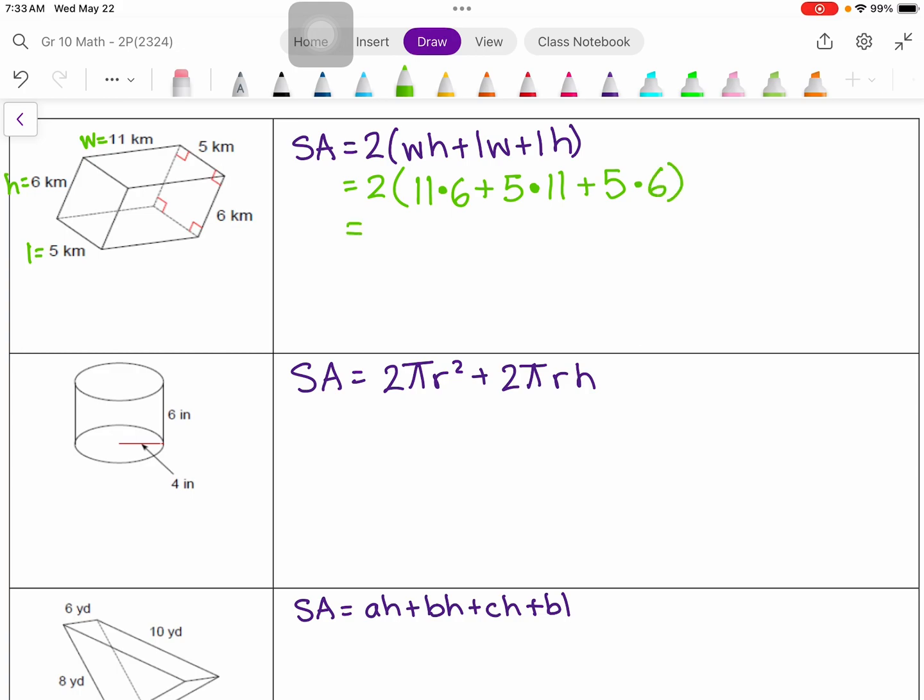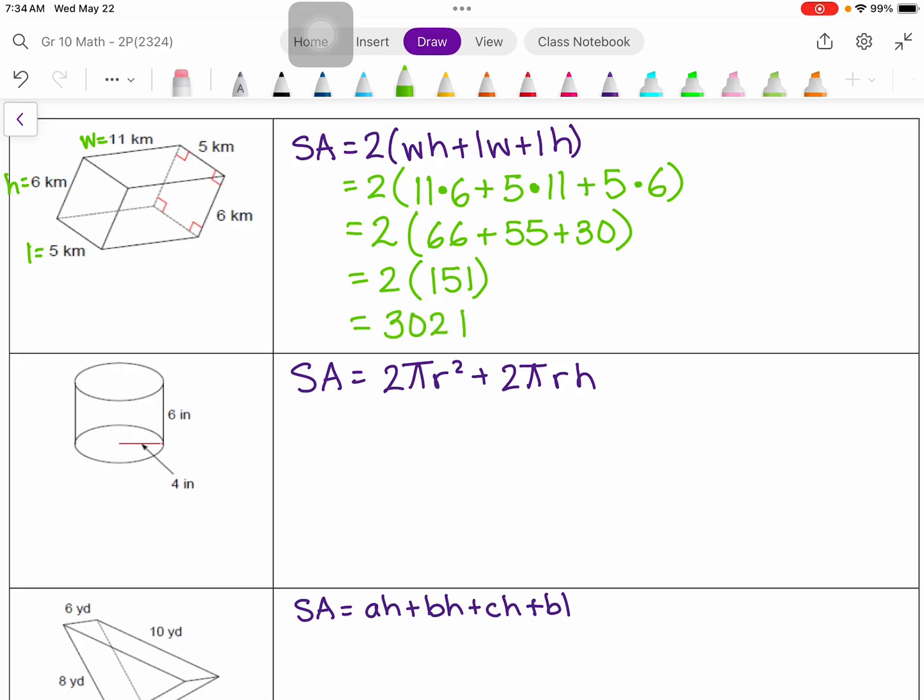So BEDMAS tells us that we do brackets first, and then inside our brackets we'll do multiplication first. So we have 66, 55, and 30. Now I can do my addition within my brackets. So that is equal to 151, and now I can do my multiplication. So this is equal to 302.